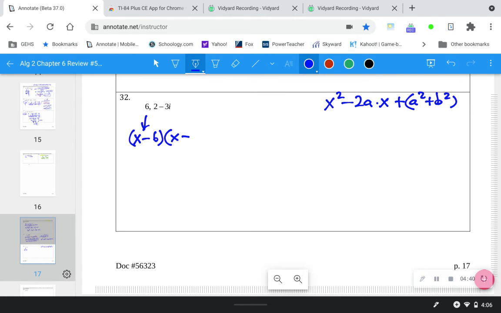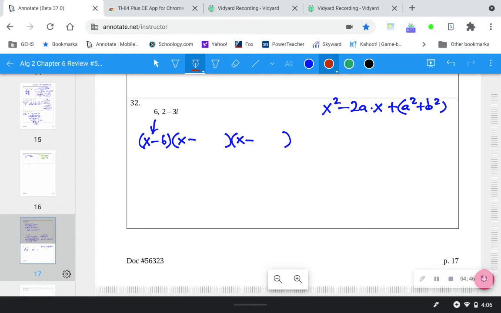All right, so let me set up the other part of this. We have 2 minus 3i, I'll say that correctly. And then we also have the conjugate, 2 plus 3i. Okay, now before I go on, I'm just going to highlight what A is. A is 2, and B is 3.